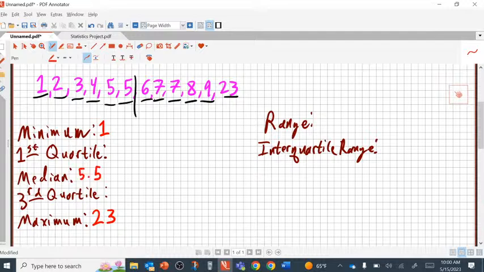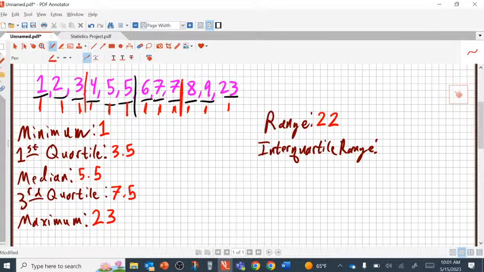Now, for the first quartile, guys, what you're going to find is the median of the lower half. So, the median of the lower half is between 3 and 4. So, what's between 3 and 4? 3.5. And then the median of the upper half is the third quartile, which is between 7 and 8, which is 7.5. Now, the range is what we found earlier, 22.